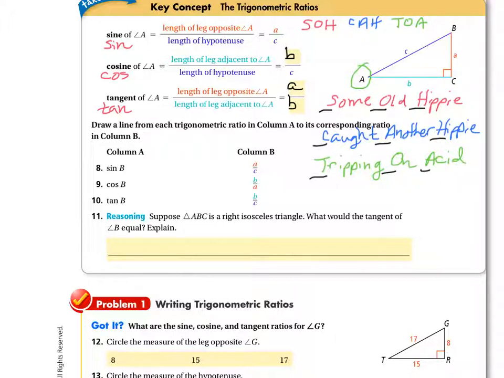And so then this column right here, we want to draw a line. So now we've changed our angle of reference. Have you noticed? Our angle of reference has changed. So now if we're looking at angle B, let's find sine. So sine is some old hippie. So old is, oh, what happened? Okay, hold that thought.